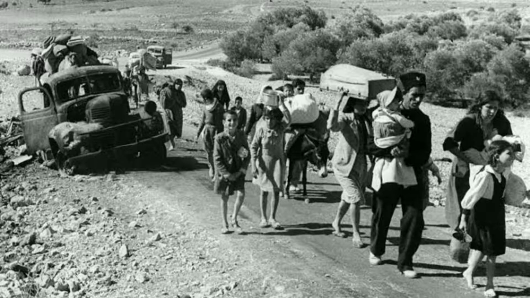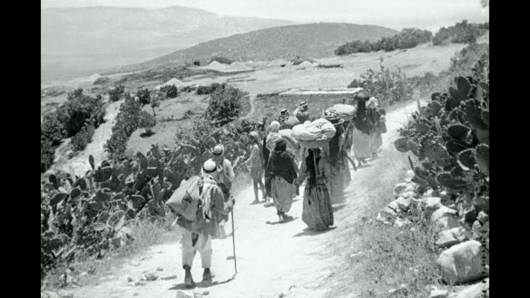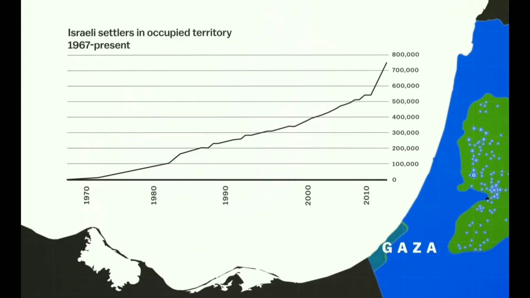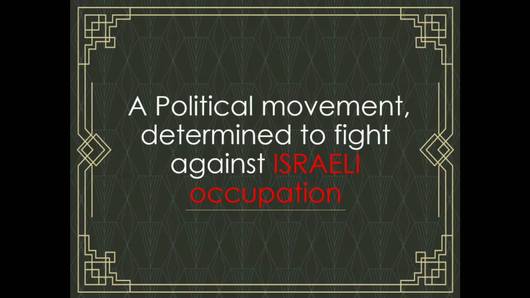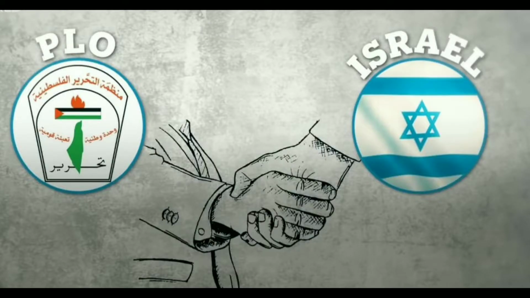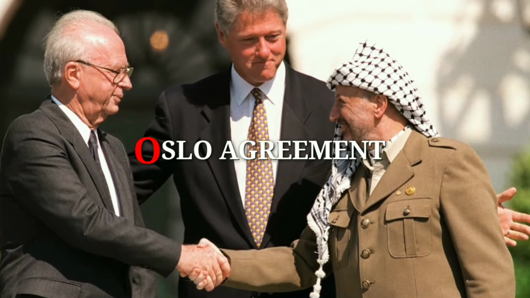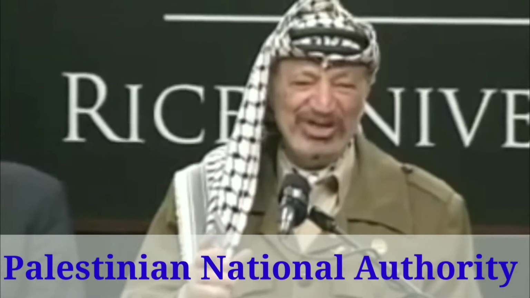More settlers make their way into Israel-occupied Palestinian territories. As a result, in 1987, the Hamas group is born, a political movement determined to fight against the Israeli occupation of the West Bank and Gaza Strip. After this, Israel and the PLO signed a peace agreement. As a result, in 1994, the Palestinian government is established for the first time. It is named the Palestinian National Authority.